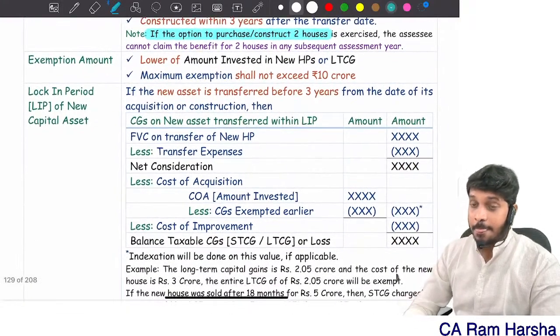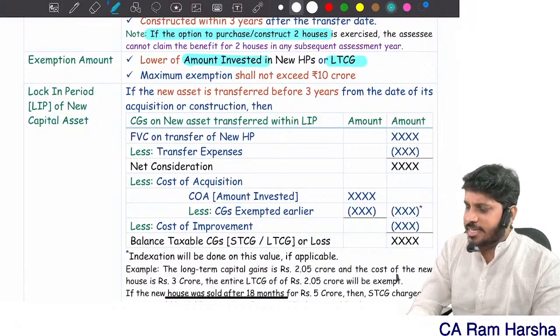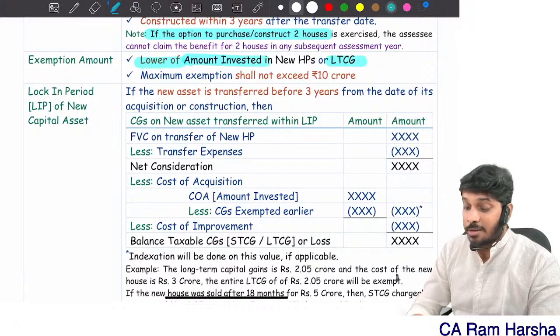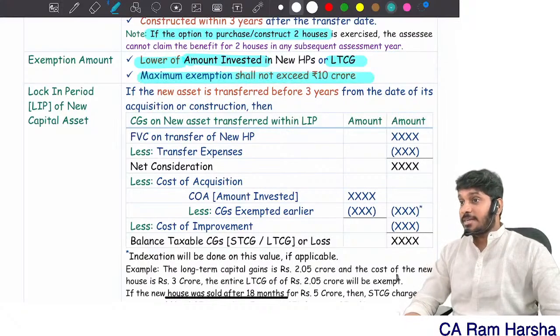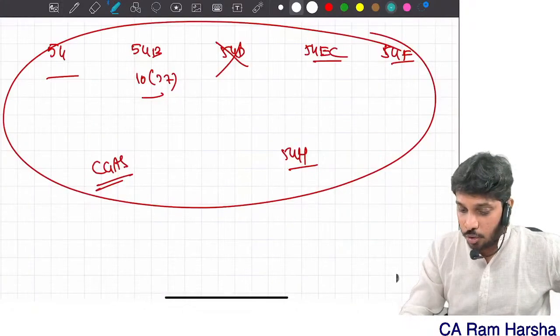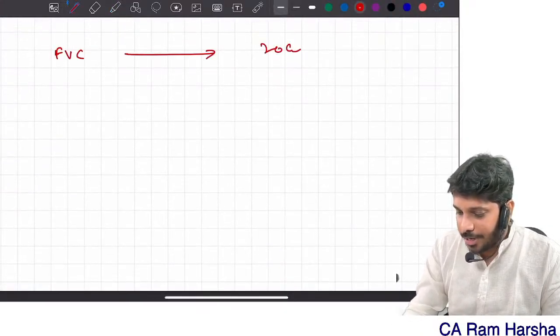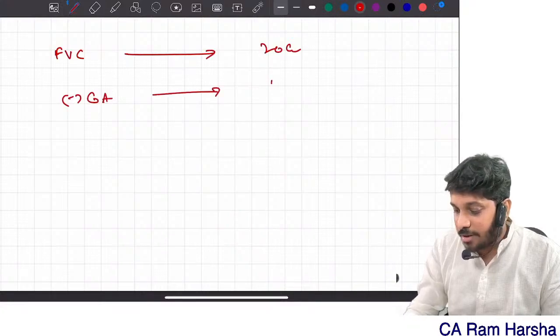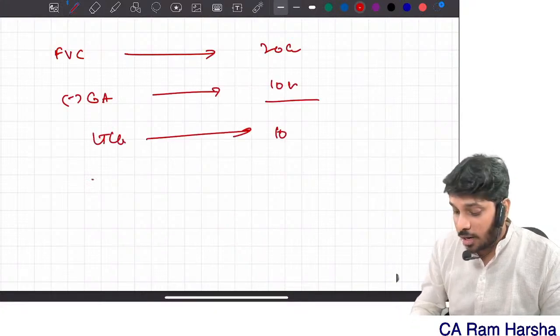Now remember, what is the maximum exemption? The amount invested or the capital gain, whichever is lower. Remember, the maximum exemption shall not exceed 10 crore. How do we do this computation? Suppose I sold my old house for 20 crore, minus the cost of acquisition of this house, 10 crore. My long-term capital gain is 10 crore. Now I have to invest this 10 crore in another house.